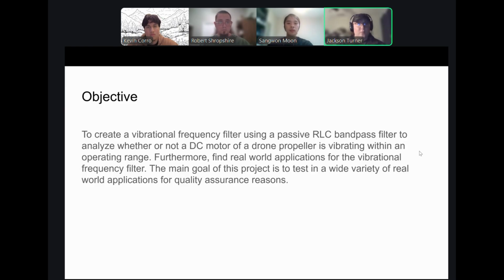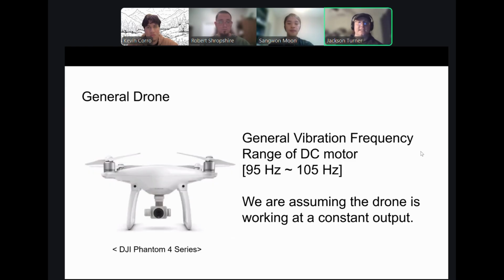This is just one real world application of an RLC bandpass filter, and you can even use this vibrational frequency filter for more than one application for quality assurance reasons. The drone that we decided to go with was the DJI Phantom 4 series. It has a general vibration frequency range of 95 hertz to 105 hertz on top of the DC motor, but this is assuming that it will be working at a constant output the entire time.